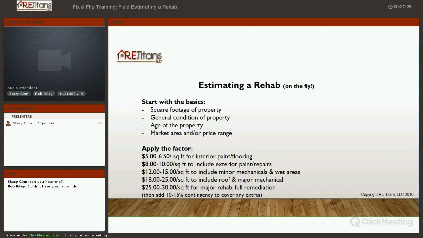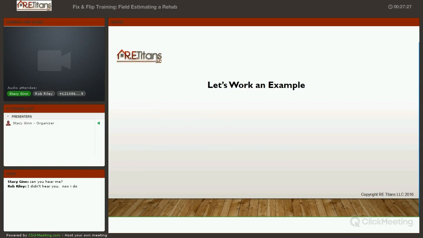So let's just work on an example real quickly. Say we've got a 1,250 square foot house. We're in the $250,000 to $350,000 price range, so that's one of our transitional areas, because that's pretty small for that price, but it's a good example of what you might see for a rehab. On minimum, just to get that house cleaned up and repainted, you're looking at somewhere around $6,000 to $8,000.